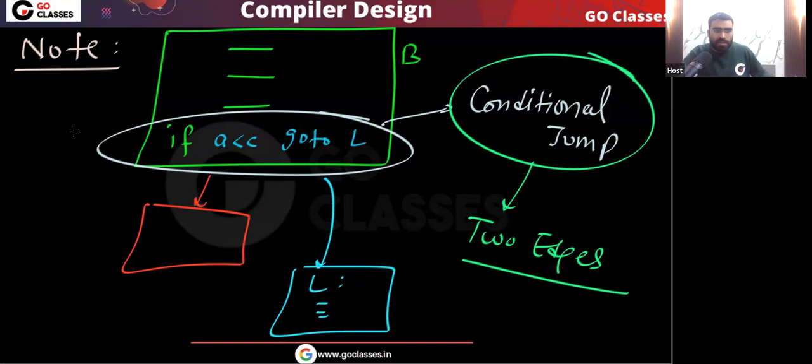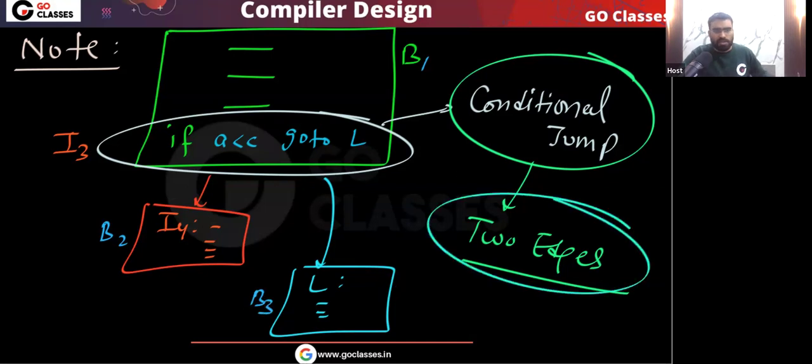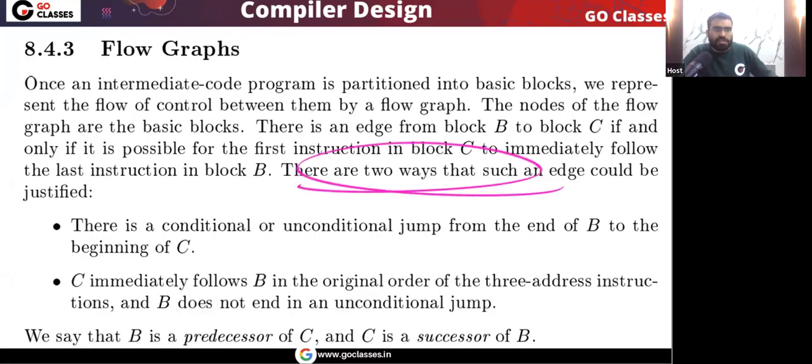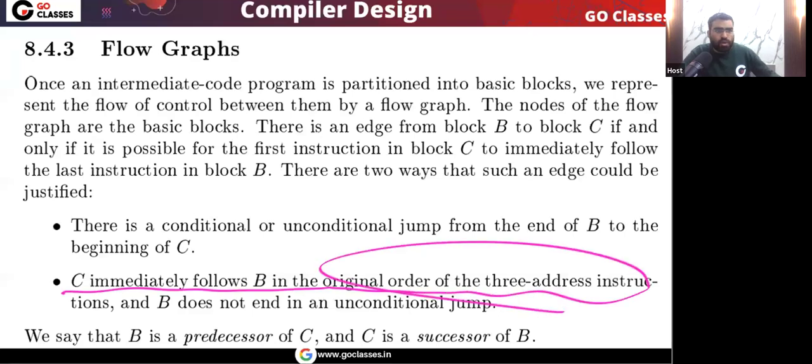Is this clear? For example, if this instruction is I3 and this instruction is I4, then one edge goes to this basic block and another edge to this basic block. So this is two edges in the control flow graph. I hope you understood everything. You can see how to put the edges. If there is a conditional or unconditional jump from the end of a basic block to another basic block, then you will put an edge. Similarly, if C immediately follows and there is no unconditional jump, you put an edge.